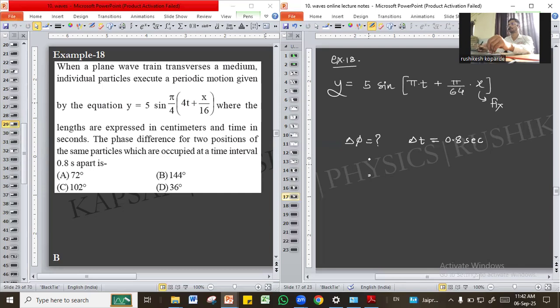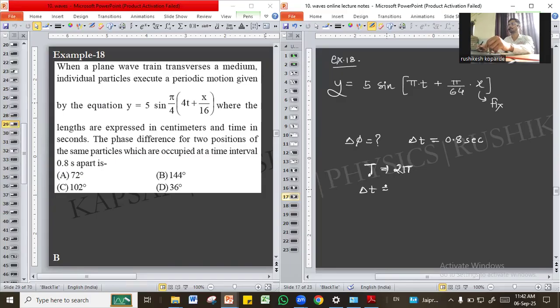Now you tell me, after time equal to one time period, what will be the position? Again the same location. Means what will be the phase difference? 2 pi. So for time difference equal to capital T, what is the phase difference? 2 pi. In one time period, the particle covers a phase of 2 pi.